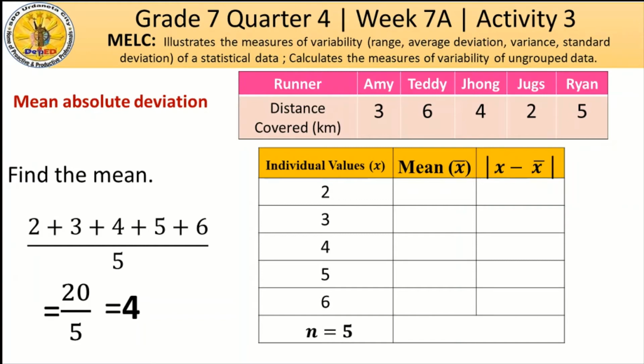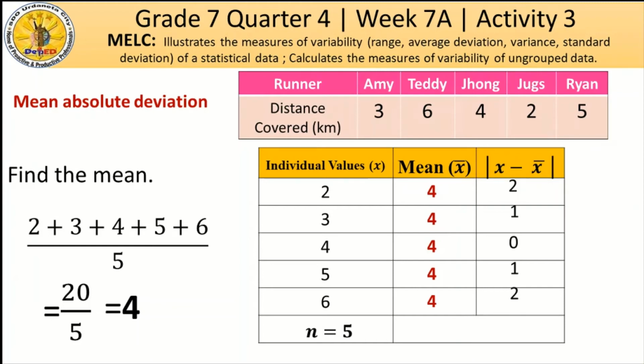Then, we plug in the value of our mean on the second column, which is the result of our step 1. Now, let us find the absolute differences of the individual values and the mean per row. So, the absolute difference of 2 and 4 is 2. The absolute difference of 3 and 4 is 1. Absolute difference of 4 and 4 is 0. Absolute difference of 5 and 4 is 1. And the absolute difference of 6 and 4 is 2.